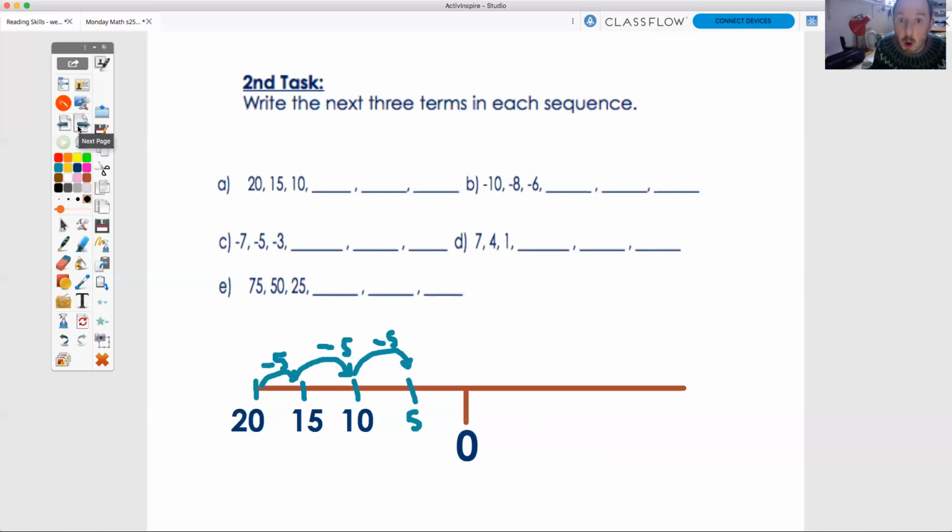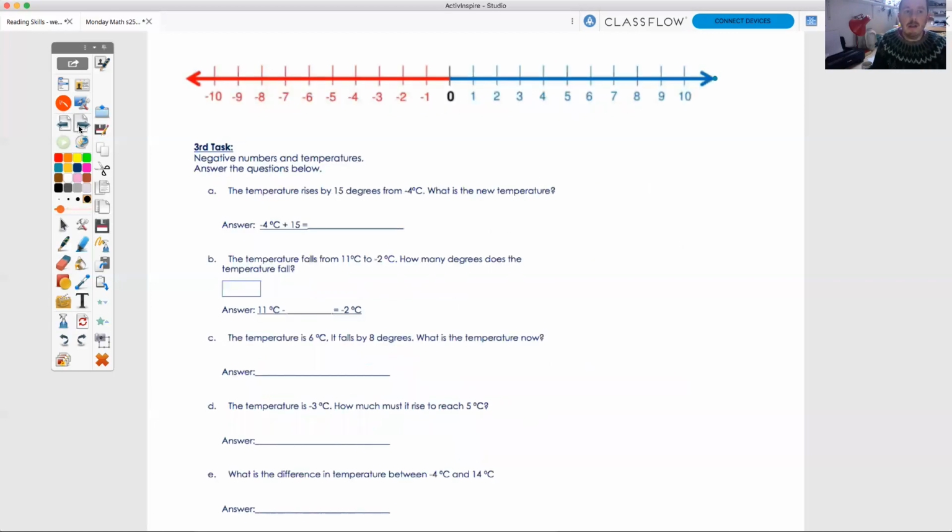Otherwise, on we go. The third task, and I've put a number line on the screen again here, is all about temperatures. And sometimes in the real world, where you use negative numbers the most is when we're discussing the weather and how cold it might be. I don't know how cold it is on Monday morning. I hope it's not in the minus numbers though. I hope it's a bit warmer than that. So let's have a look.